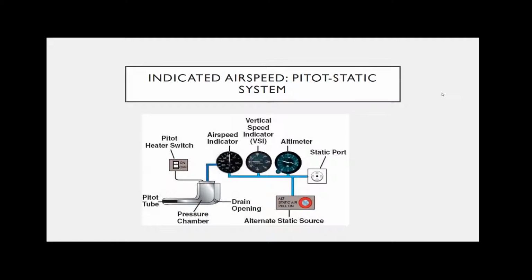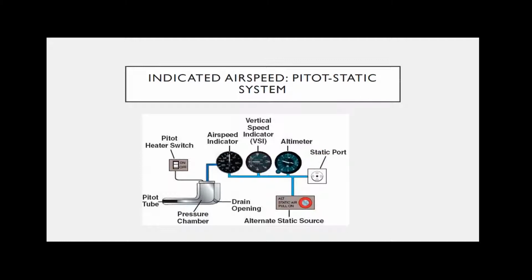To understand indicated airspeed, we need to understand how it is measured using the pitot-static system. The altimeter and vertical speed indicator on the right only need static pressure. As the static pressure changes, the altimeter and the vertical speed indicator record these changes in static pressure.